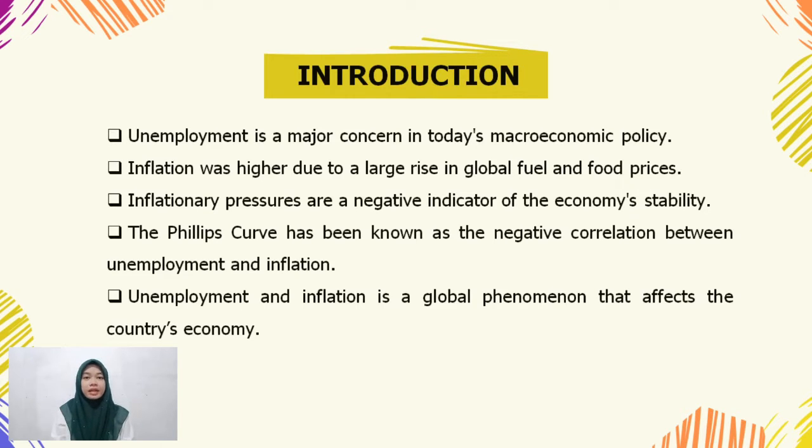The Phillips curve has been known as the negative correlation between unemployment and inflation since William Phillips first identified the trade-off relationship between these two variables in 1958. Lastly, to overcome unemployment and inflation is to implement macroeconomic policy in Malaysia. It is important to investigate the truth of the relationship between unemployment and inflation because these two variables are a global phenomenon that affects the country's economy.